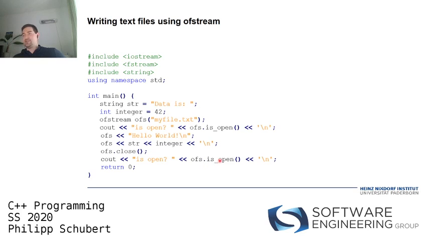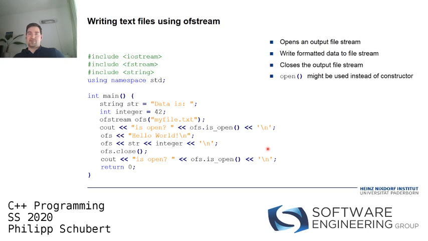You can, for instance, still check if it's open, but it should be closed after the call to close, obviously. And if everything worked fine, then you have a text file by the name of myfile.txt on your machine, and it contains "hello world" and "data is 42" in plain text. So what this code does: it opens the file stream, it writes formatted data to the file stream, and it closes the output file stream.